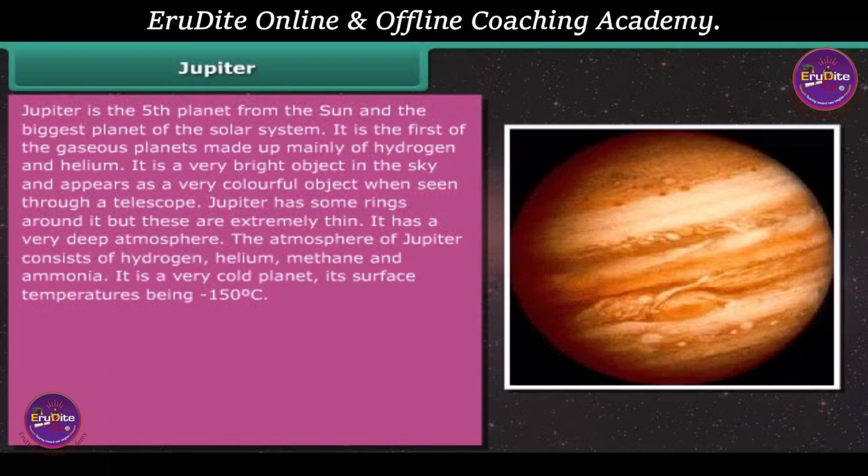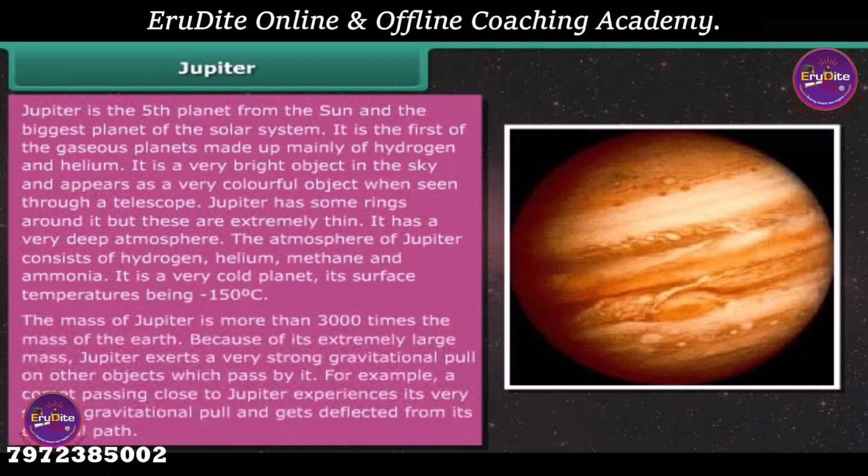It has a very deep atmosphere. The atmosphere of Jupiter consists of hydrogen, helium, methane, and ammonia. It is a very cold planet, its surface temperature being minus 150 degrees Celsius. The mass of Jupiter is more than 3,000 times the mass of the Earth.